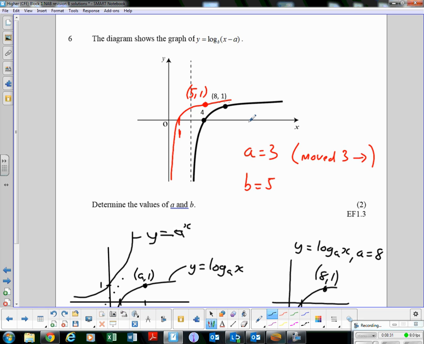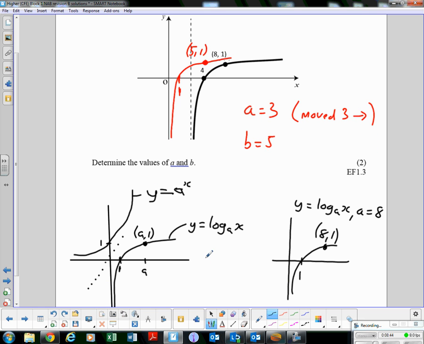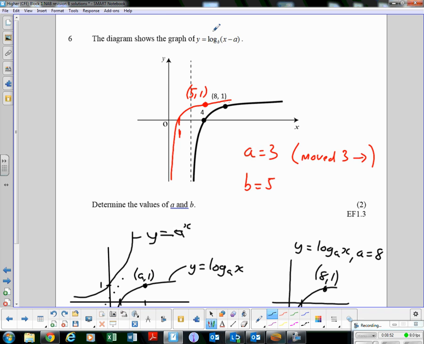So a is 3, again because the graph's been shifted 3 to the right. Now the base, I know it's going through (5, 1), so going back to what was said here, it always goes through (a, 1). So as it's going through (5, 1), that means the base must be 5. So the value of b is 5.